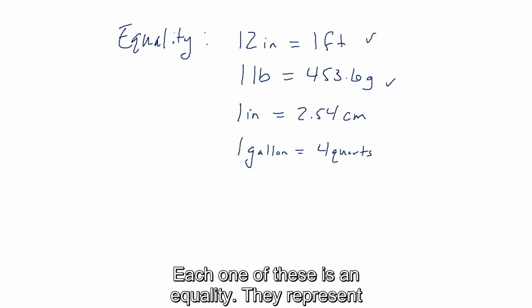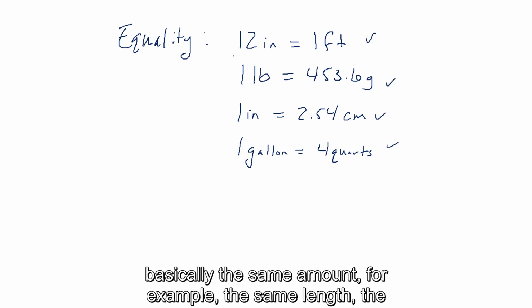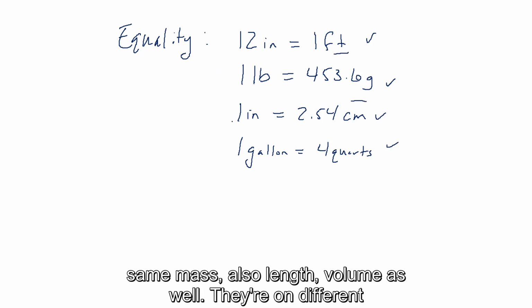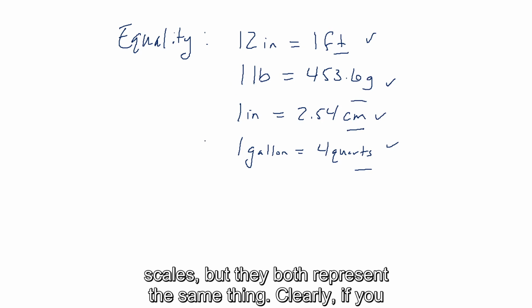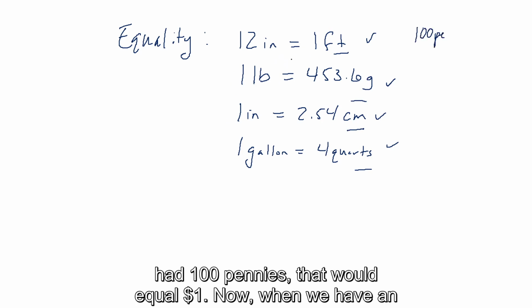Each one of these is an equality. They represent basically the same amount. For example, the same length, the same mass, also length, volume as well. They're on different scales, but they both represent the same thing. Clearly, if you had 100 pennies, that would equal $1.